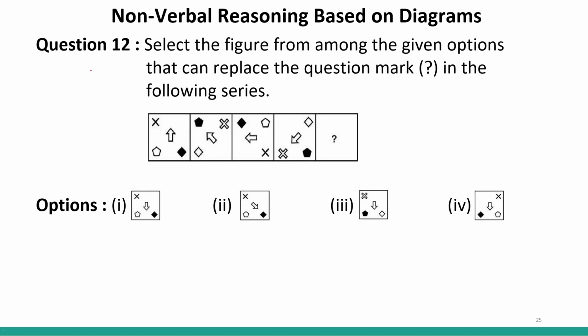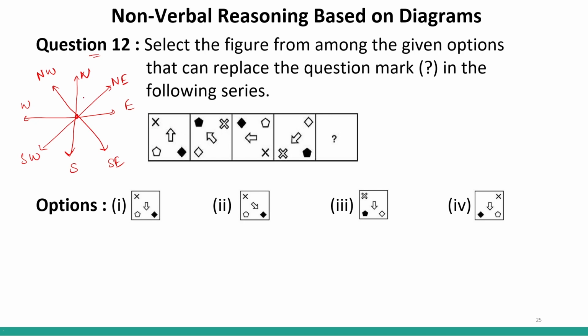Now, question number 12. We have to select the figure that will come in the question mark. So over here, let us look at the arrows first. This first arrow is facing north. Then it is facing northwest. Then west. So if you remember this diagram that we did in following directions: west, east, this was northwest, this was southeast, this was northeast, and this was southwest. So we discussed this diagram in following directions.